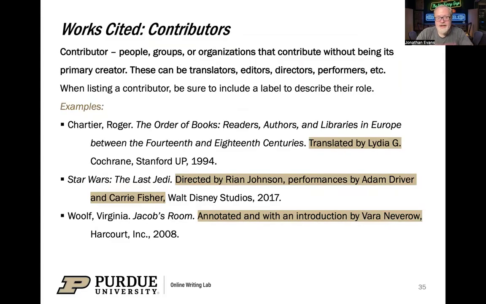Now, sometimes, in addition to authors, we have contributors. So we have, in this case here, a translator for our first one. The next one, we have a director, and then we have an annotated introduction. So for this first one here, we have a book. This one in particular was apparently not written in English originally, because you can see here that before we move on to the publisher and the year, translated by Lydia G. Cochrane. That is our translator for Roger Chartier.